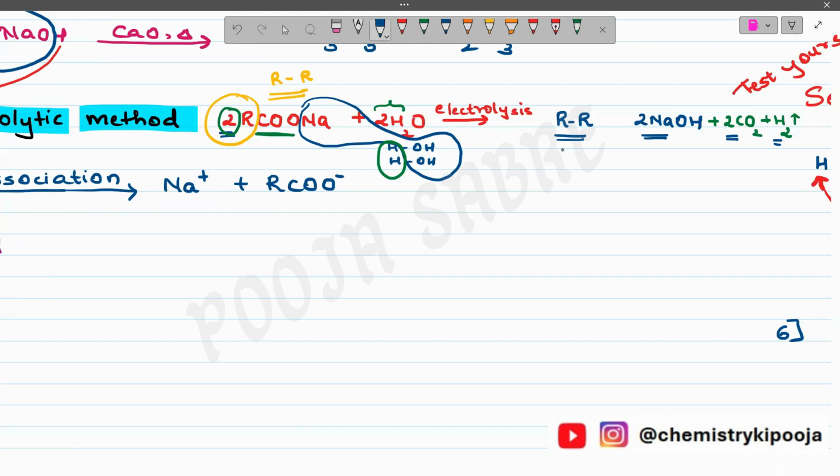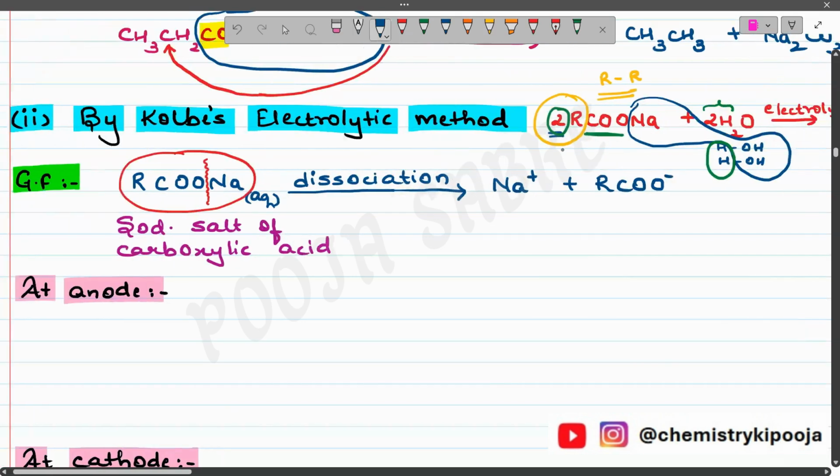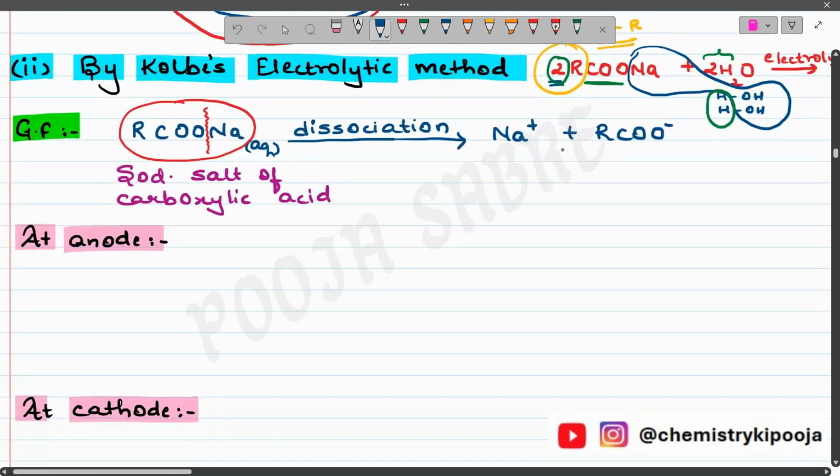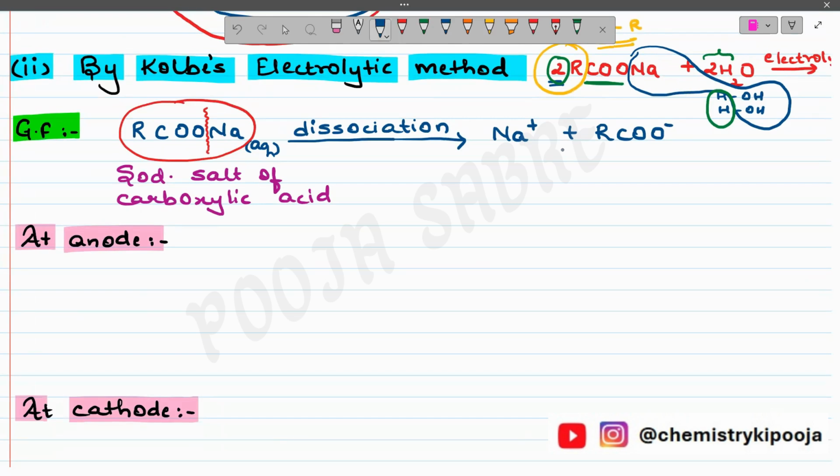Now let us quickly have a look at the mechanism. Now how the mechanism is carried out, the entire thing we are going to study. If I talk about the mechanism, the very first one is we have RCOONa, right? So RCOONa, when it undergoes dissociation, it is going to dissociate into RCOO minus, and then we have Na plus, isn't it? We have 2 different charged species. The one is cation, the other one is anion. Simple.